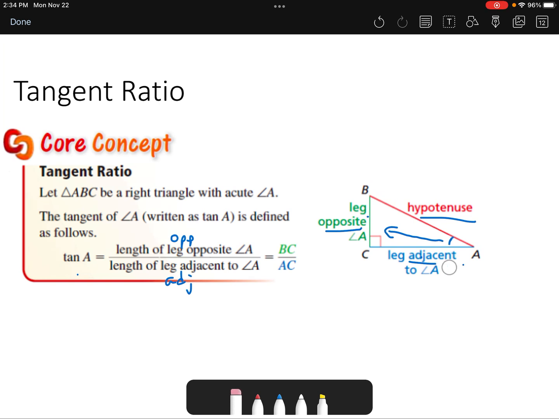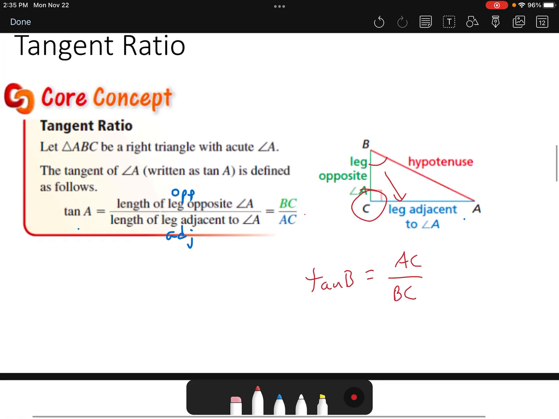If I erase these and I tell you, don't look at any of the words except hypotenuse, and we say angle B, what's opposite B? AC. What's adjacent to B? BC. So the tangent of B, its ratio, is AC over BC. It depends on which angle we choose. Now we never choose the right angle. Ever.